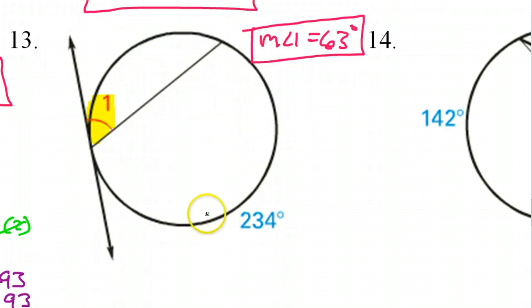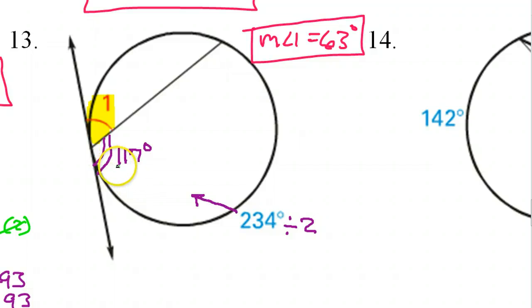Alright, here's a whole other way you could have done it. This angle over here is an inscribed angle, and this 234 degrees is the arc that goes with it. So this angle should be half of this arc. So I believe that's 117. Okay, I just did 234 divided by 2.